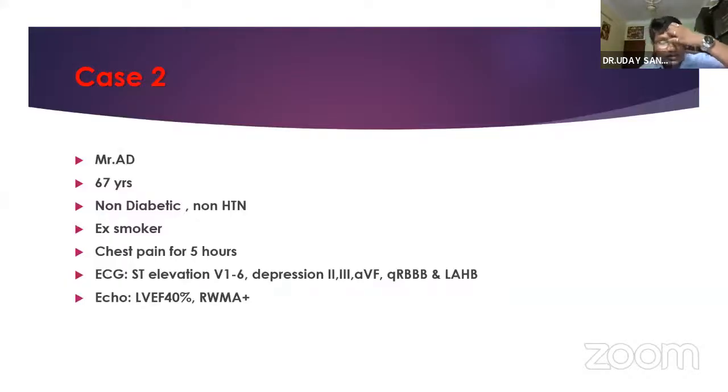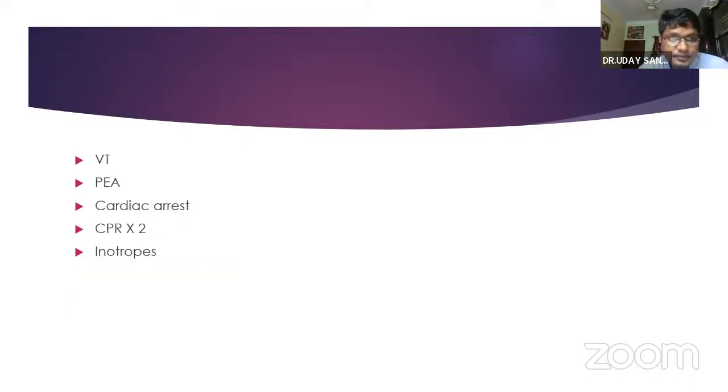The second case is a 67-year-old. He is also non-diabetic, non-hypertensive, and had chest pain of short duration, 5 hours. ECG was suggestive of anterior wall AMI with a proximal LAD lesion, with an underlying RBBB. Echo LV function was 40%.